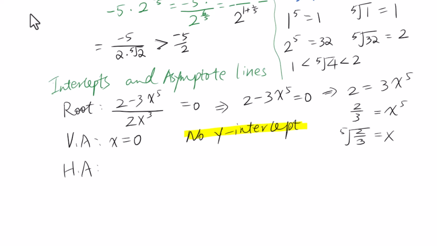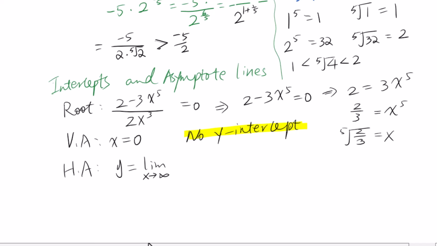For the horizontal asymptote line, even though there is no horizontal asymptote line, you need to figure this out because you can have a clue about the end behavior of the graph. Y equals the limit as x approaches positive infinity of the leading term of this rational function, which will be negative 3x to the 5th power over 2x to the third power. Reduce. We will get the limit as x approaches positive infinity of negative 3x squared over 2. Substitute positive infinity for x, you will get negative infinity.